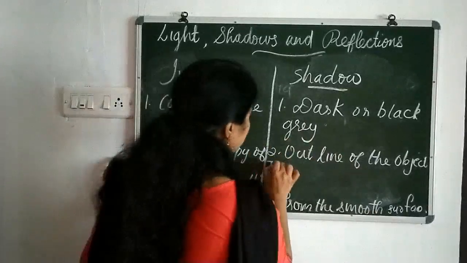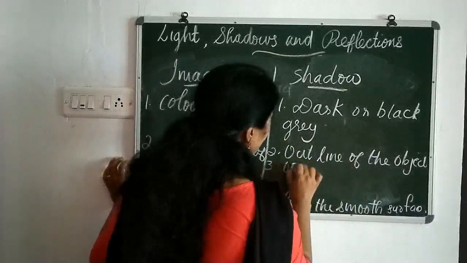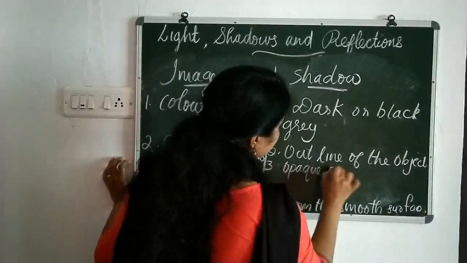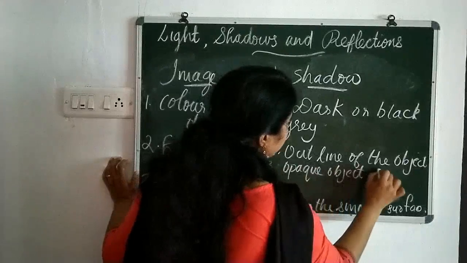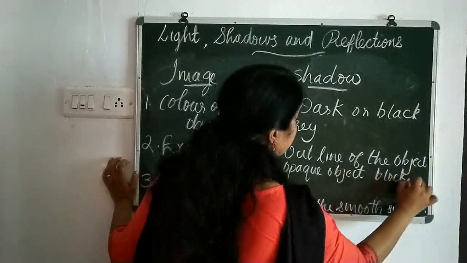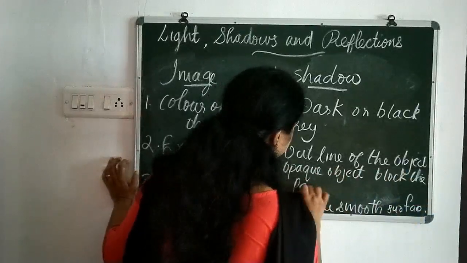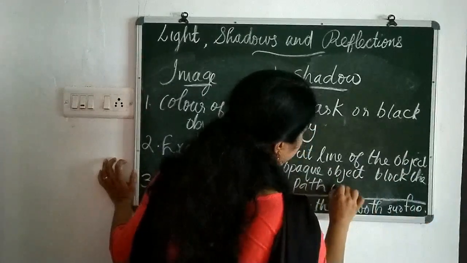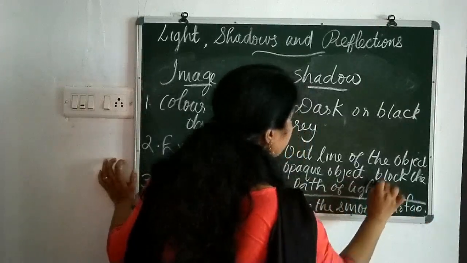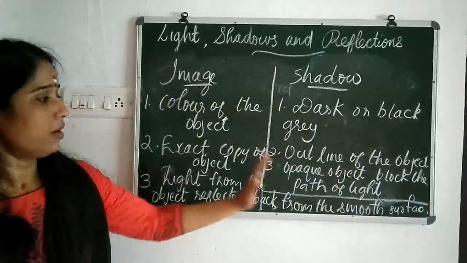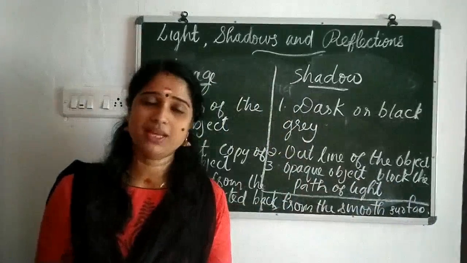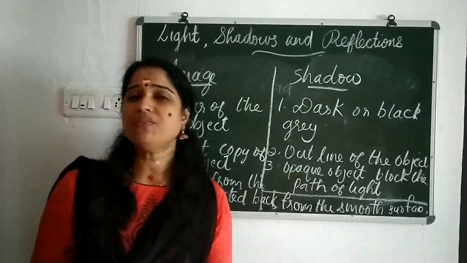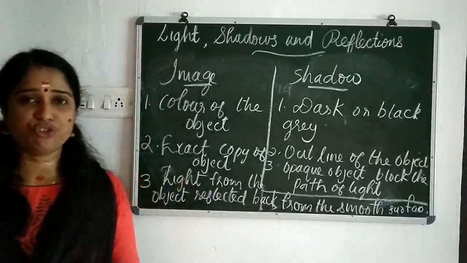But in the case of shadow, when opaque objects block the path of light, what is formed? Shadow is formed. So these are the main three differences between image and the shadow.